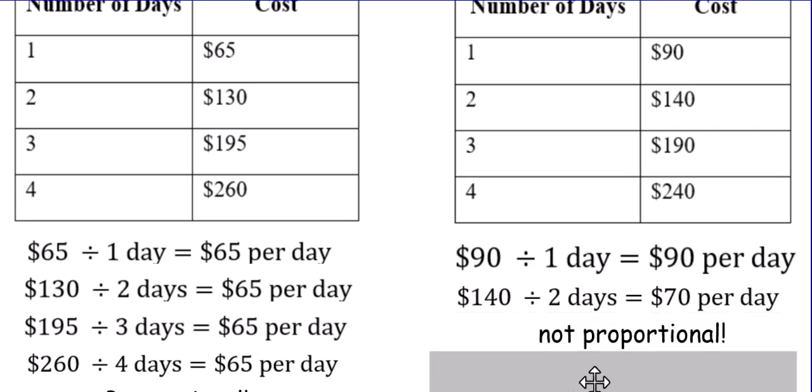Now, just because it's not proportional doesn't mean you can't find a pattern within the numbers, as we often will. But if we don't have that constant ratio or rate, that unit rate, if you will, it's not going to be a proportional relationship.